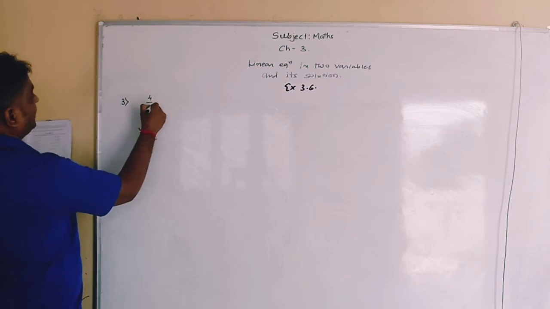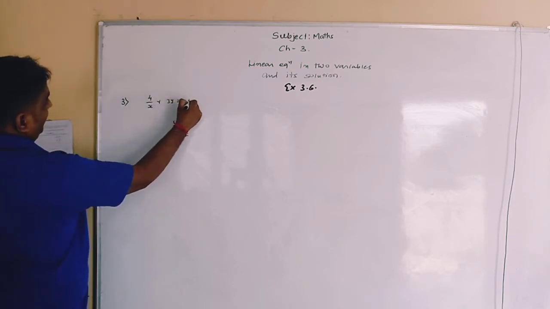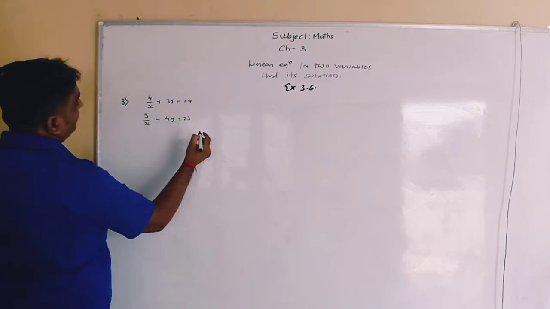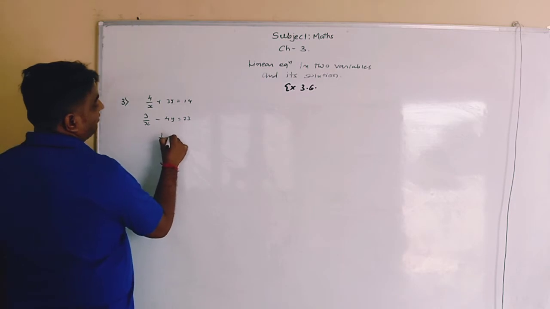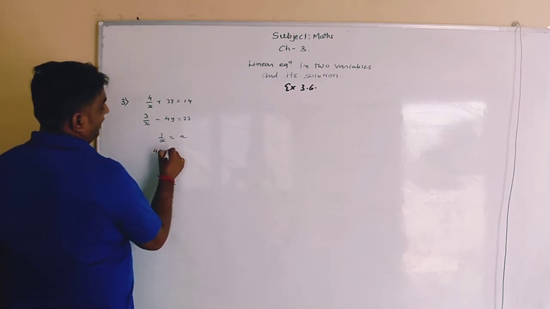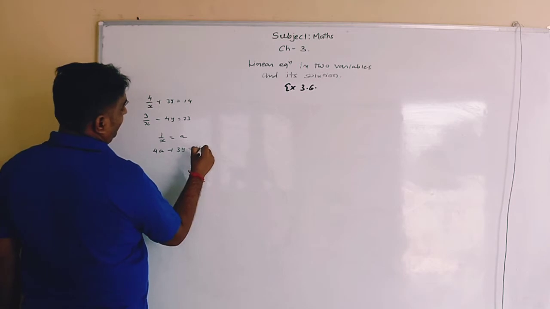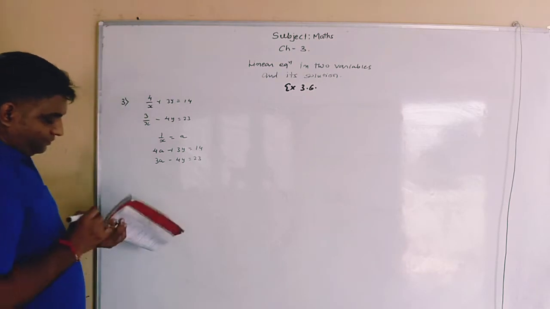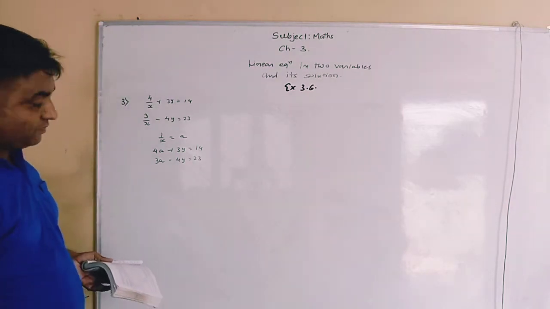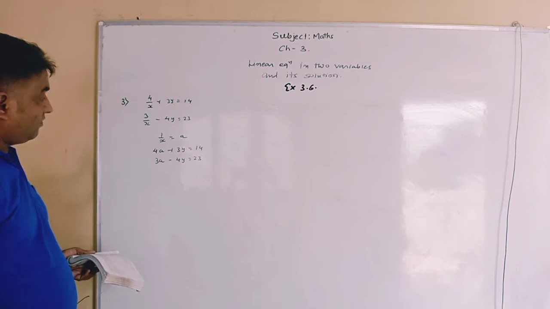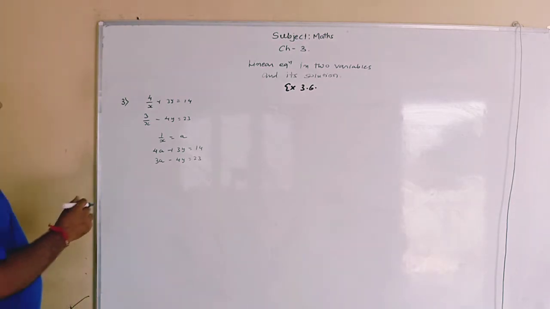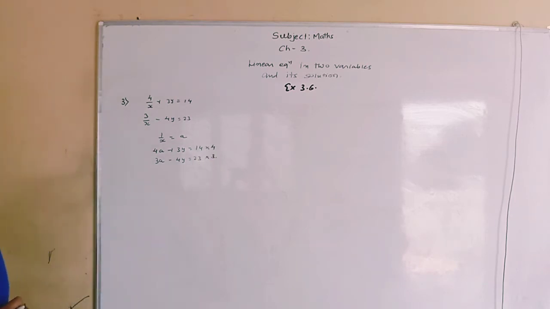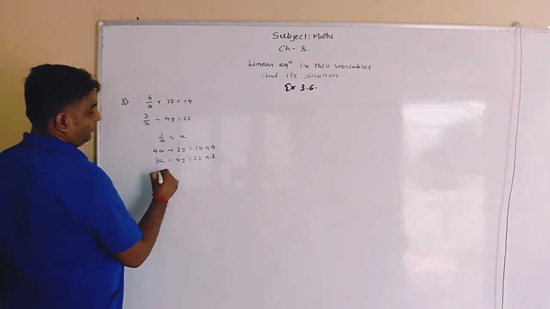We have 4 by x plus 3y equals 40 and 3 by x minus 4y equals 23. So here 1 by x equals a we take, then we can write 4a plus 3y equals 40 and 3a minus 4y equals 23. So here again this equation multiplied by 4 and this equation multiplied by 3 we take and then add them.